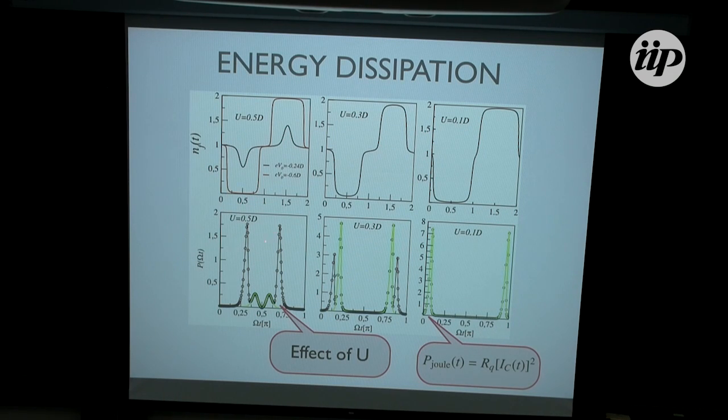Recall that I mentioned that in the non-interacting case, the power developed by the fields obeyed a Joule law with the universal resistance. Now, let's see in this problem what happens for different values of the interaction U. So this is a small value, bigger, and even bigger. For the small value, what we see is the power developed by the AC fields is very well described by this Joule law.